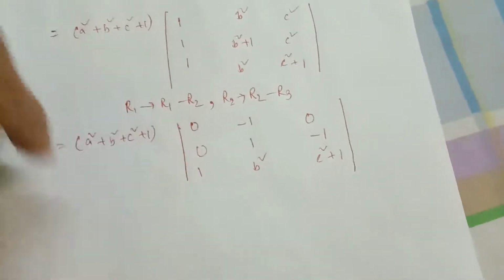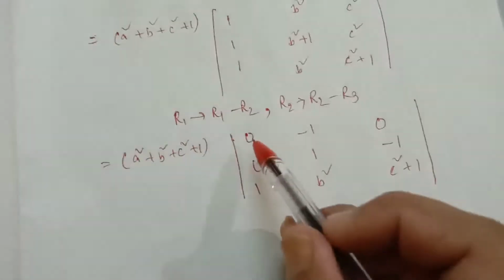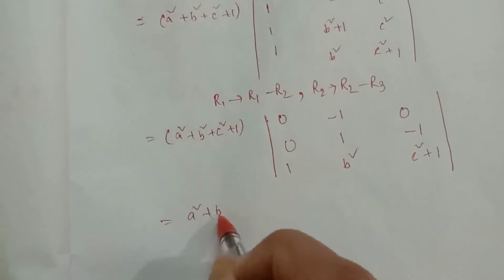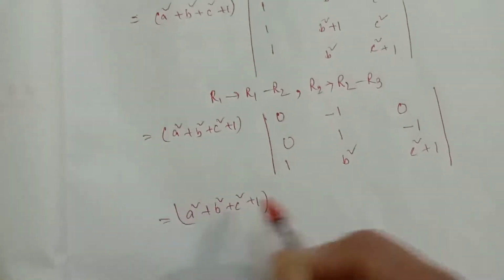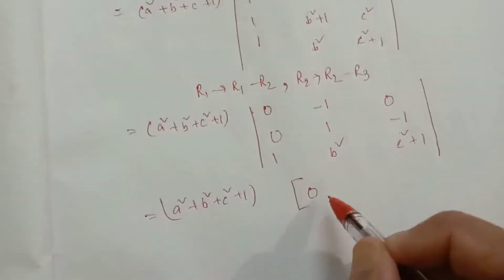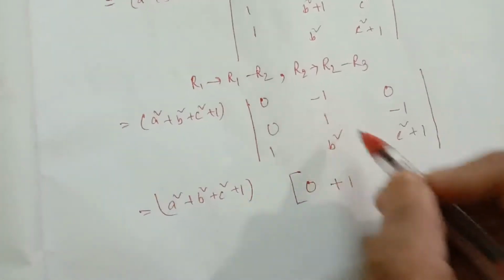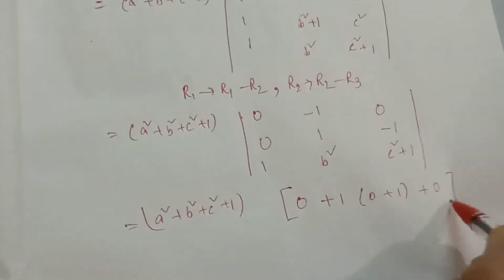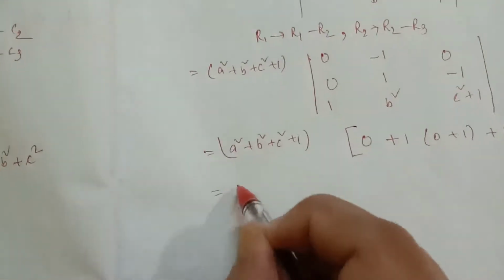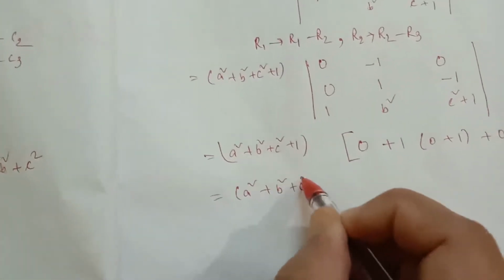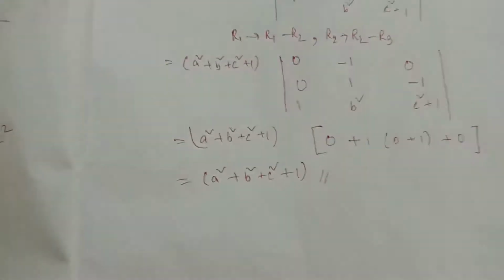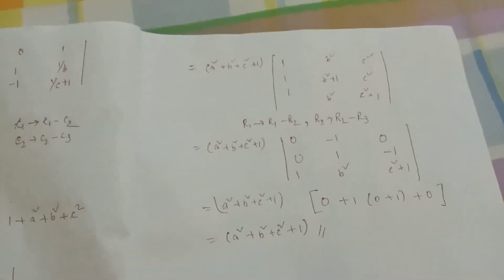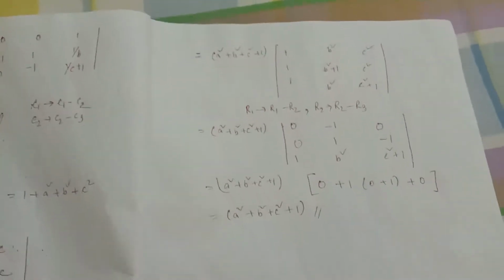Now expanding along first row, you can expand along first column also. If we expand along first row, we will get 0 into something which is 0 plus 1 into minus of minus 1 plus 1 into 0 plus 1 plus 0. You can see value of this is 1. Ultimately, the value of the determinant is a square plus b square plus c square plus 1, which is the right hand side. Okay, so try to solve the remaining questions given in the exercise.